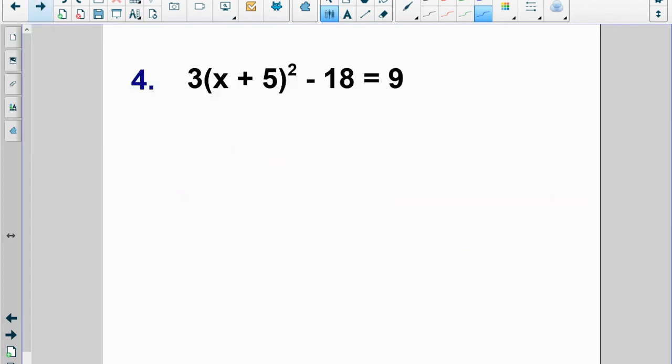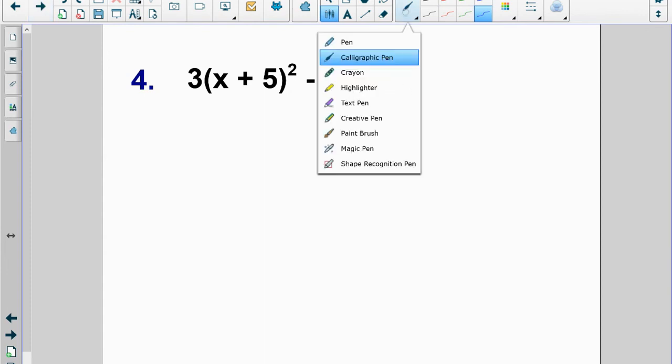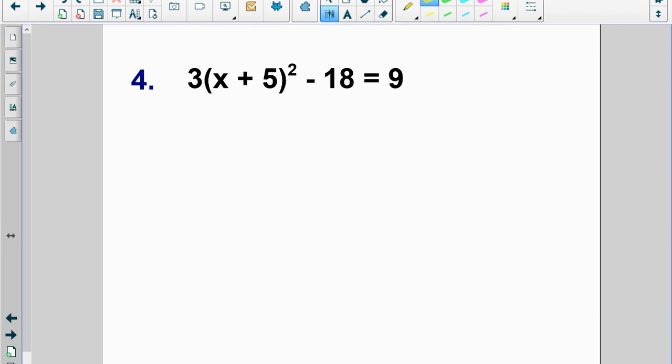Here we have 3 times x plus 5 in parentheses squared minus 18 equals 9. So if we go back to what is being squared, what's actually being raised to the second power? Is the 3 being raised to the second power? Nope. Is the 5 being raised to the second power? Not really, not by itself. It's just the parentheses part that was grouped together that's being raised to the second power. It's like x plus 5 times x plus 5.